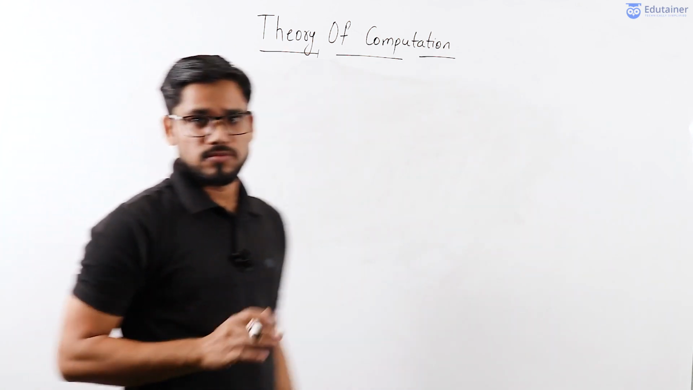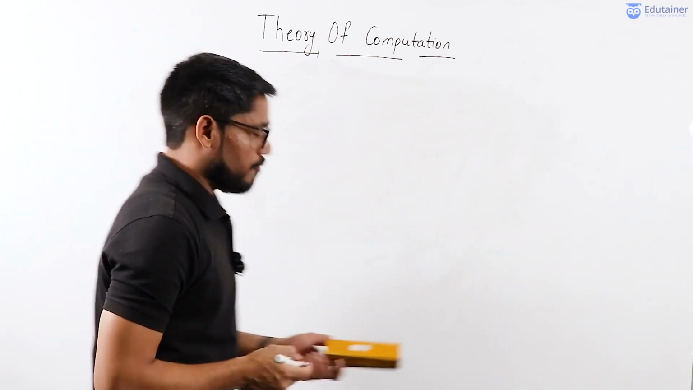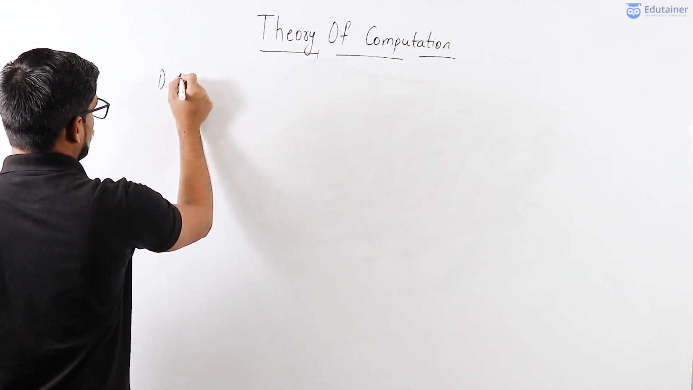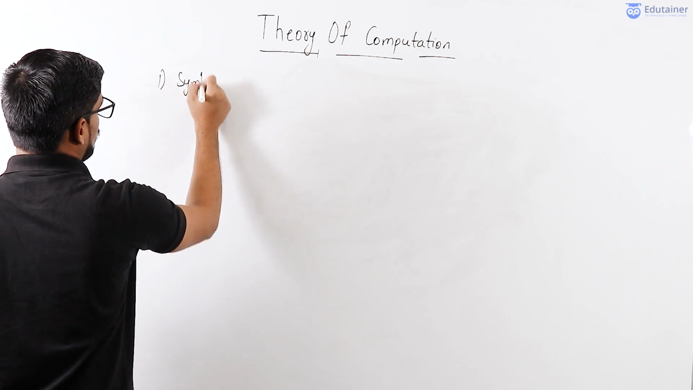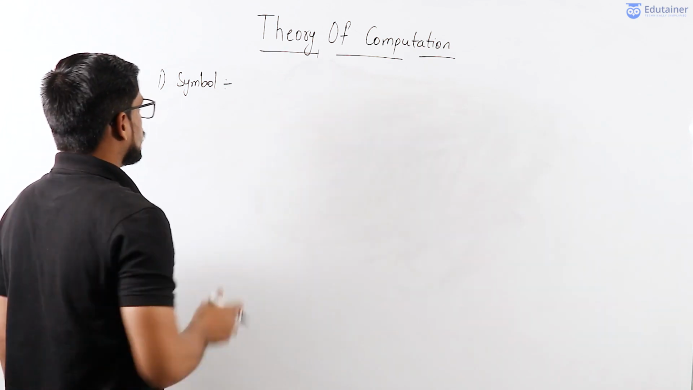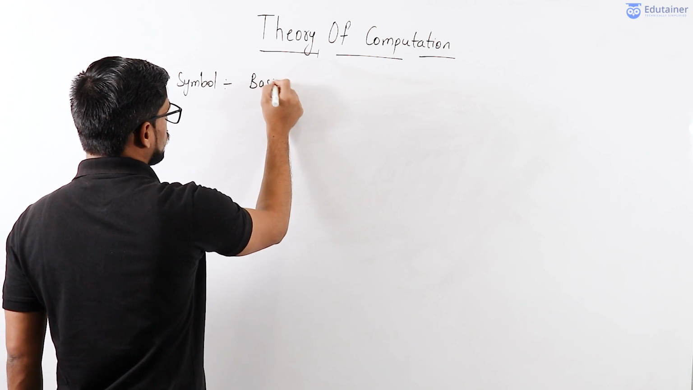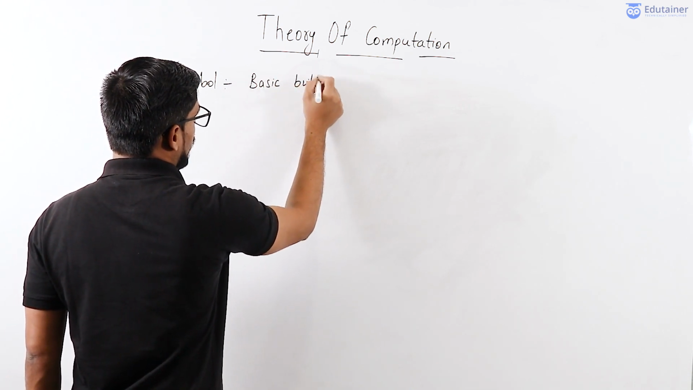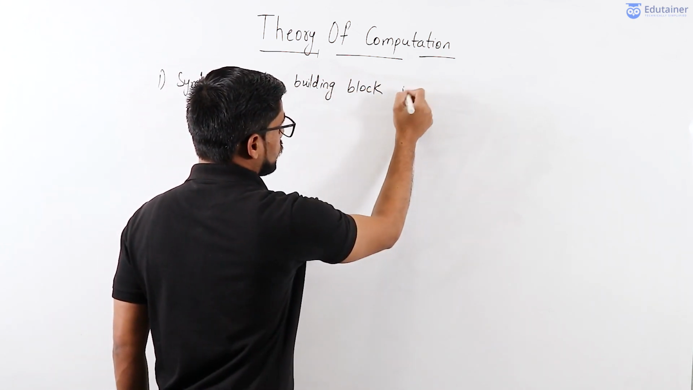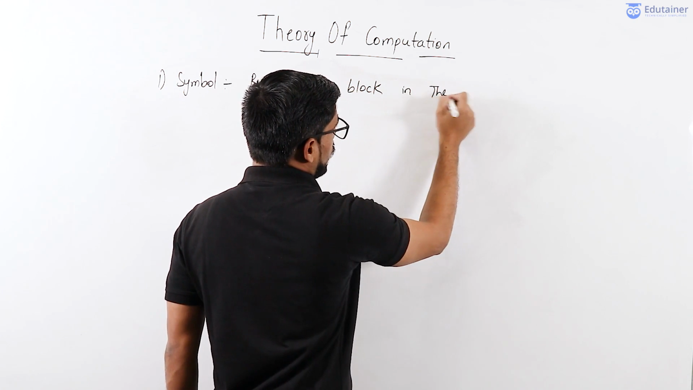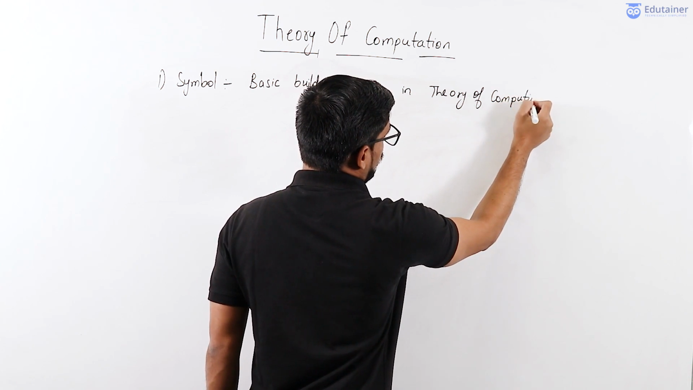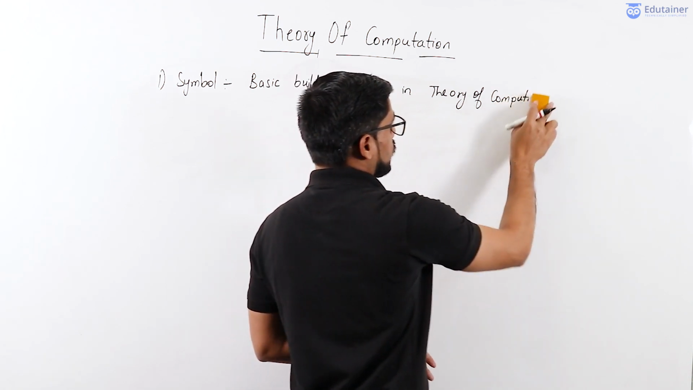There are four pillars which are required to study in this subject. The four pillars are as follows. First is the symbol. What is a symbol? A symbol is the basic building block in theory of computation.